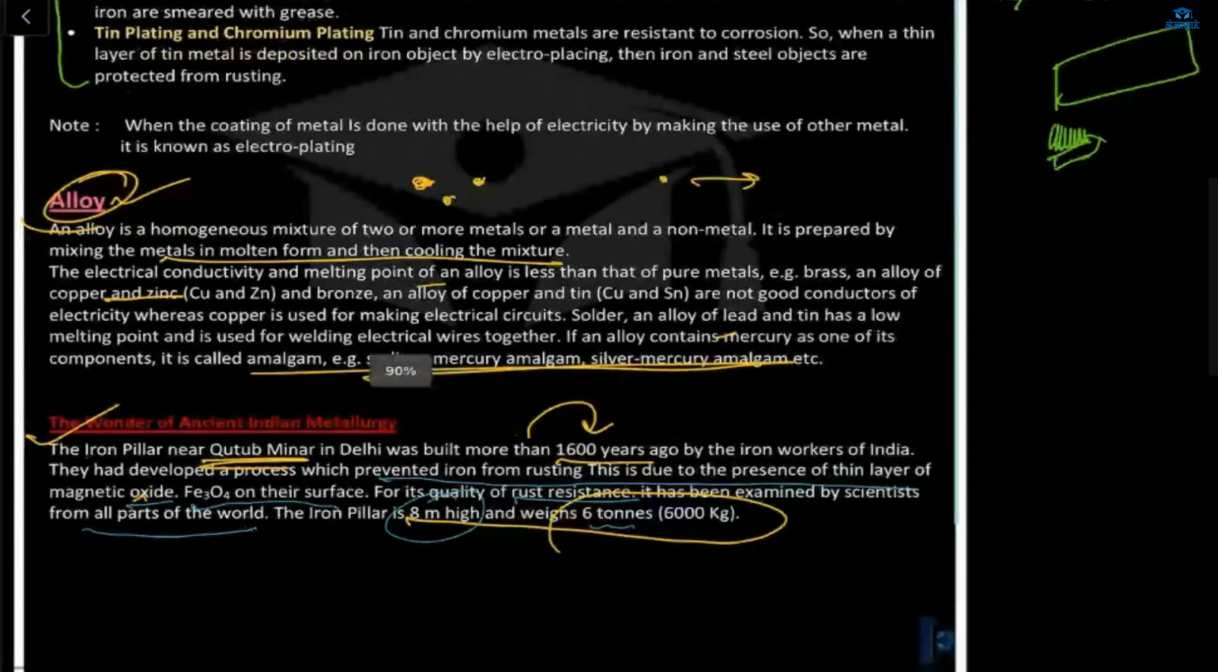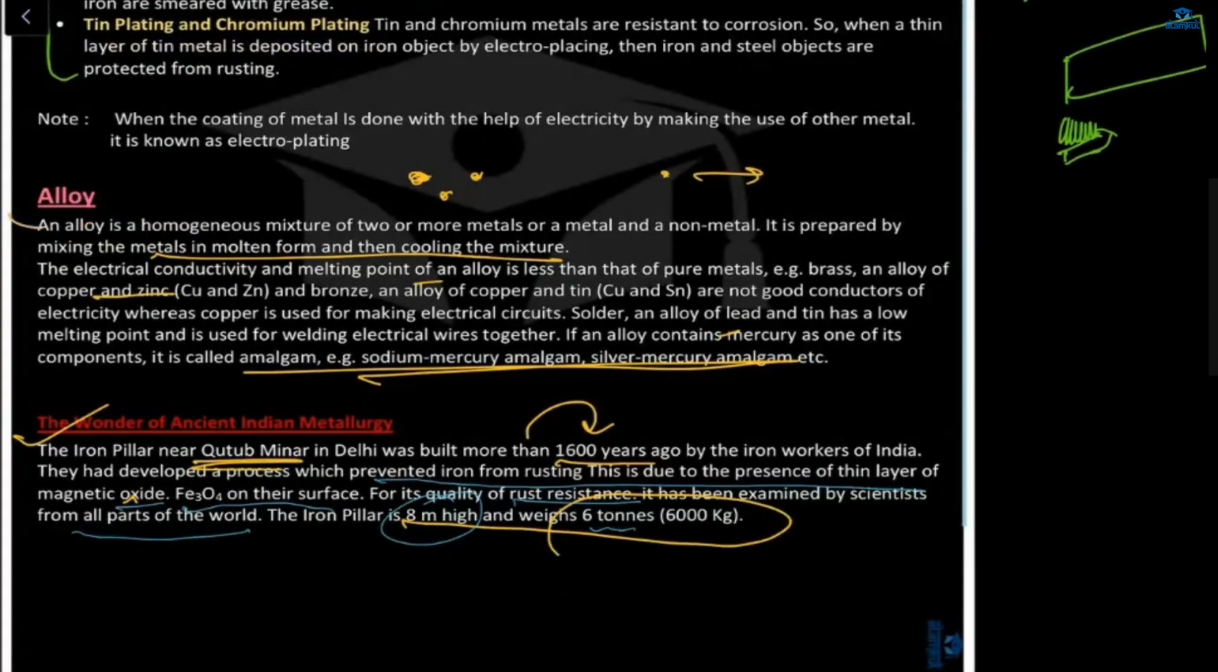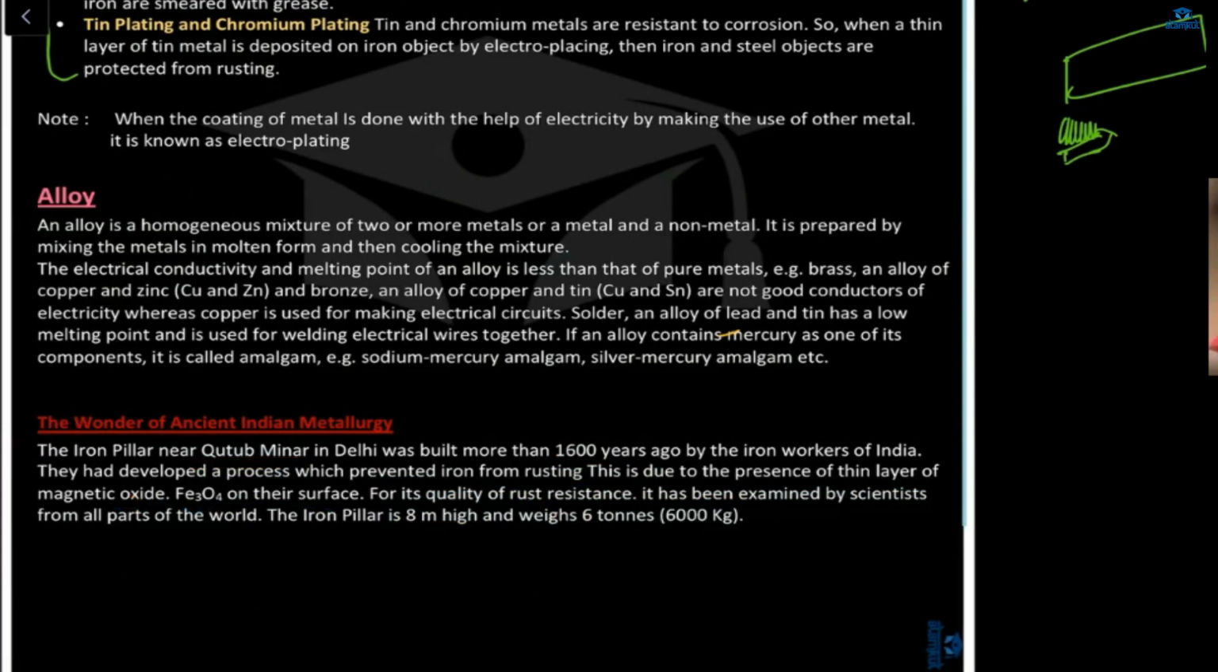What is alloy? Can anybody tell me what is alloy? Ma'am, a mixture of two metals or one metal and non-metal. Okay. Ria, what is alloy? Ma'am, a mixture of two metals or a metal and non-metal to prevent it from corrosion.